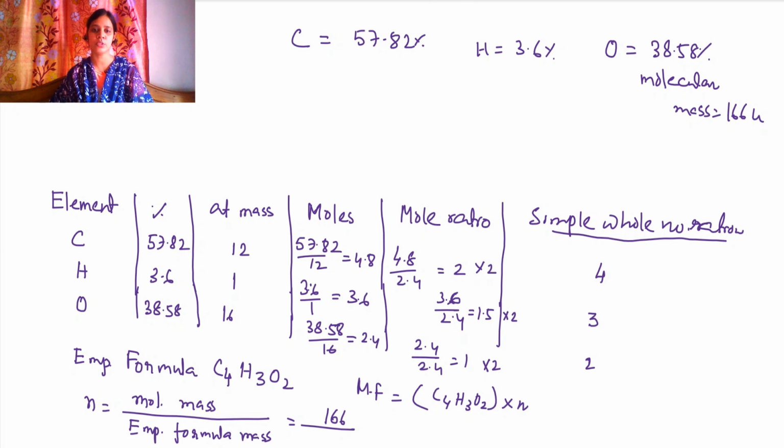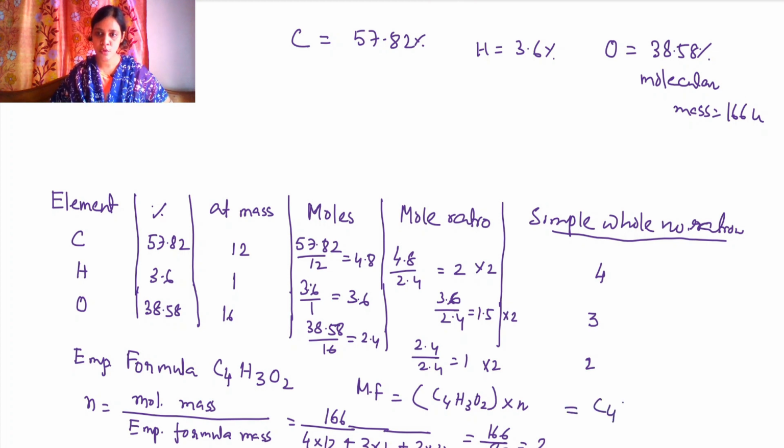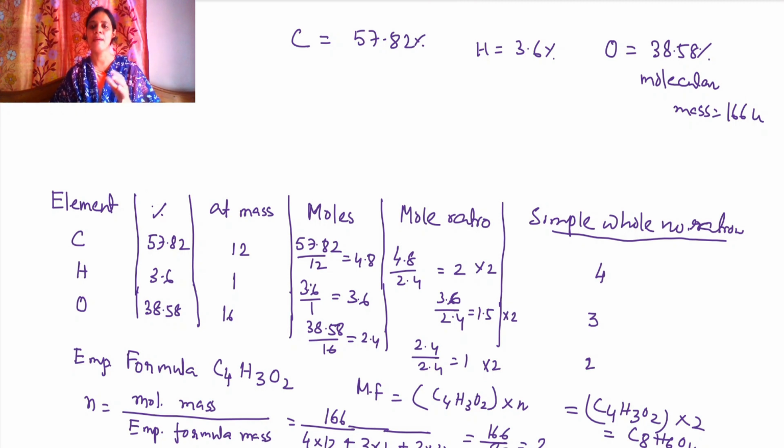Here number of carbons is 4, so I multiply this 4 with 12. Then number of hydrogens is 3, so it will be 3 into 1. Then number of oxygens is 2, so it will be 2 into 12. So here I get 166 by 83, that means the result will be 2. So the value of n factor is 2. So here I multiply C4H3O2 with 2, I will get C8H6O4. This is the molecular formula of glucose. By this way, we can get molecular formula from empirical formula.